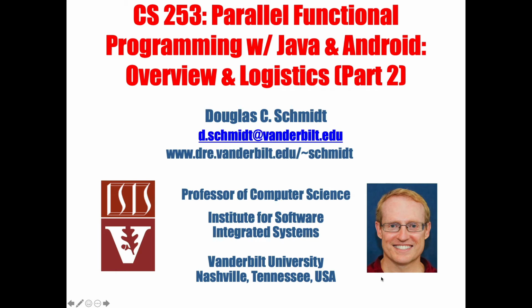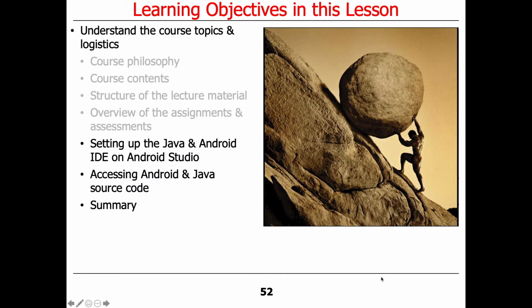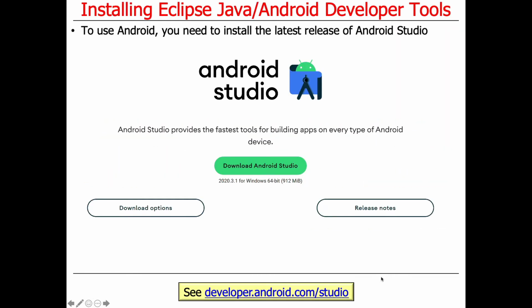So we're now going to talk about part 2 of this introduction to the class. What we'll do here is talk about how to set up Java and Android Studio and how you can get access to the source code, and we'll summarize what the class is about.